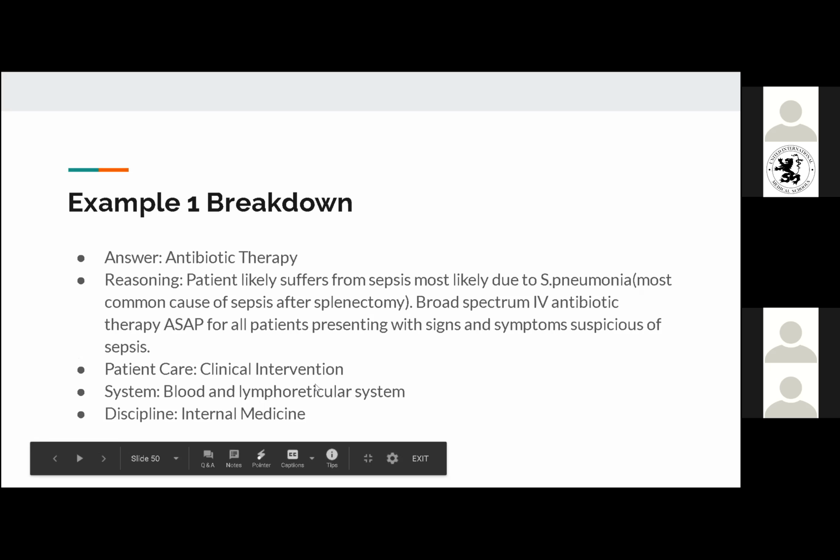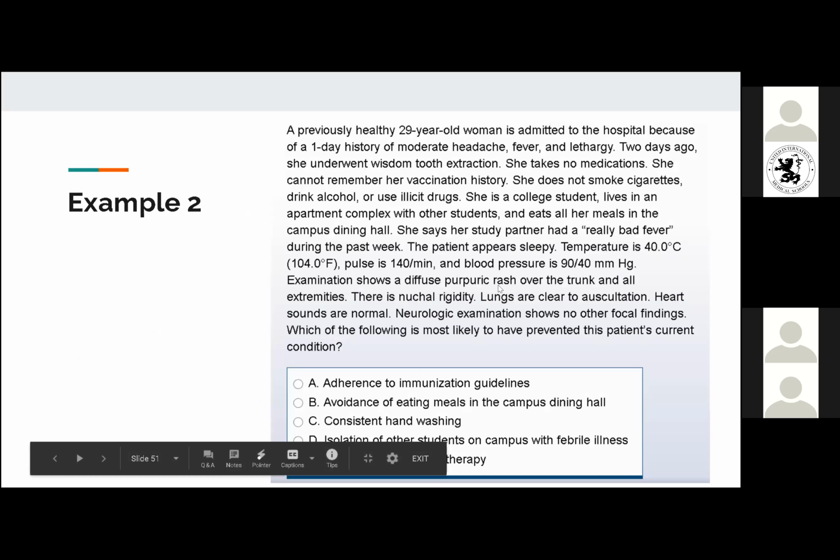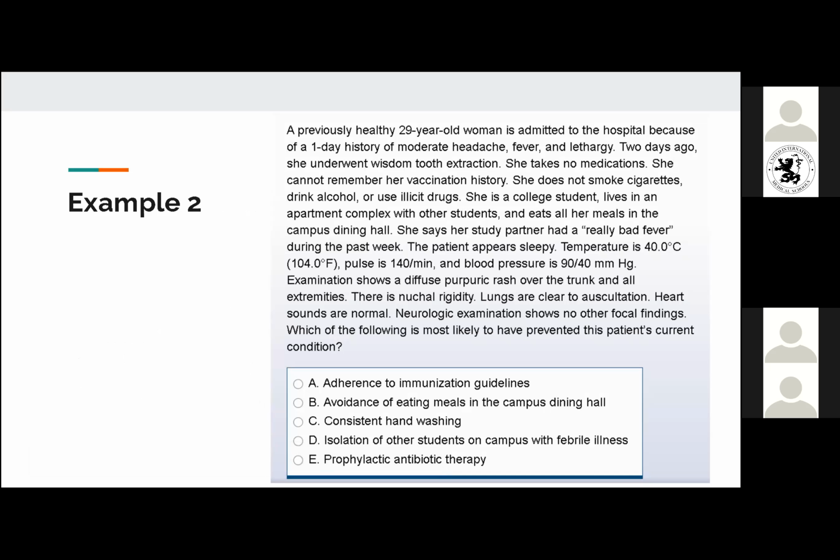According to system, it's blood and lymphoreticular system, so hematology. And according to discipline, it's internal medicine. Okay, so the next question is a bit long.